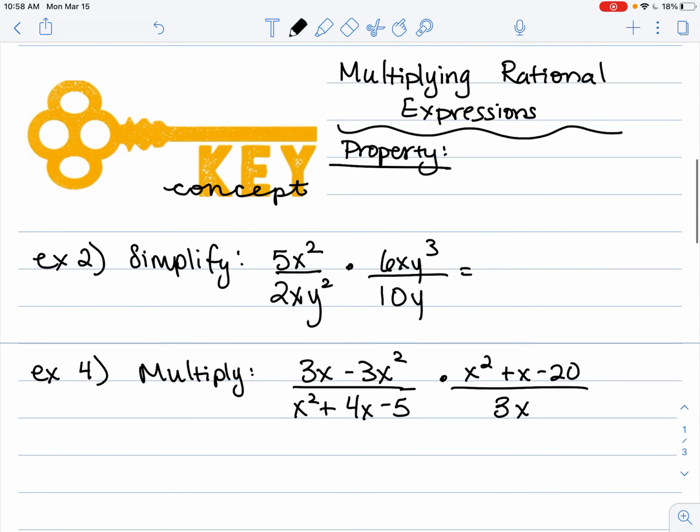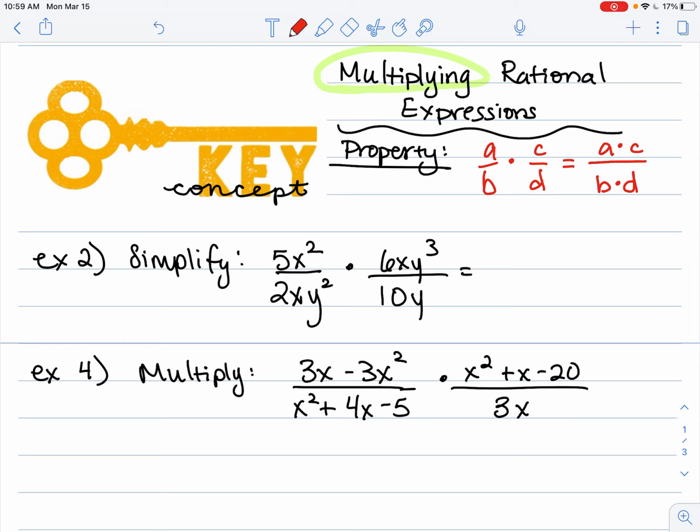All right, moving on. Let's go to multiplying rational expressions. When we multiply rational expressions, remember that the property looks like this. When I've got some fraction, a over b, times another fraction, c over d, we take the top 2 numerators and multiply them by each other. And then we take the bottom denominators and multiply them by each other to make one big rational expression or fraction. So let's look at this example number 2.